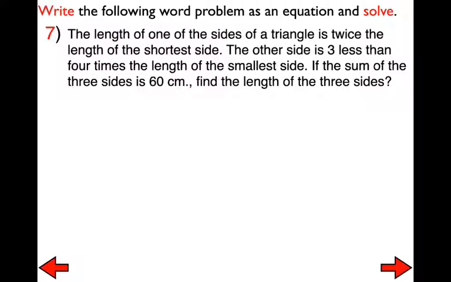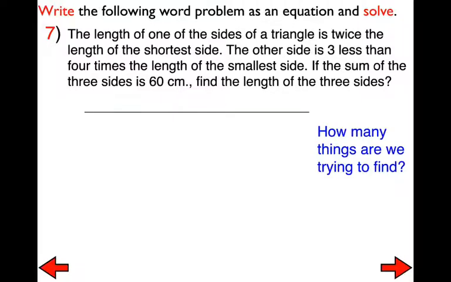All right, so number 7. The length of one of the sides of a triangle is twice the length of the shortest side. The other side is 3 less than 4 times the length of the smallest side. If the sum of the 3 sides is 60, find the length of the 3 sides. So clearly we're going to have to add up 3 sides of a triangle. Remember, a triangle has 3 sides.